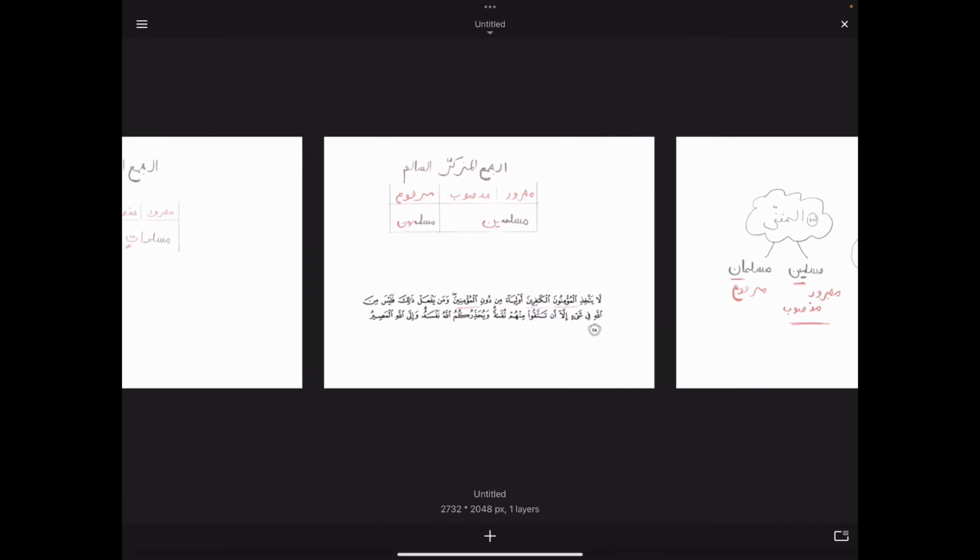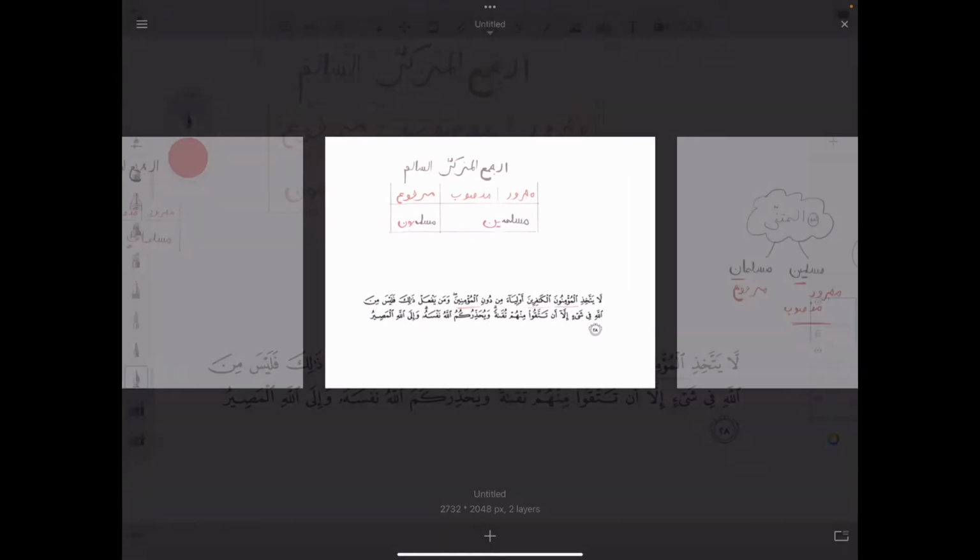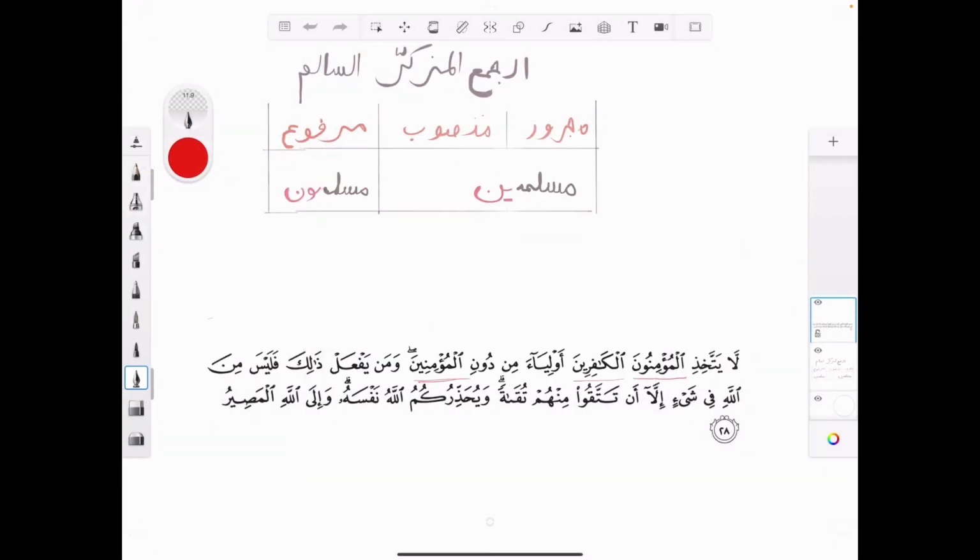And this is called the Jama Muzakkar Salim, sound masculine plural. So here's a rule. When it's majroor or mansub, it'll have the aini sound, so it'll be muslimaini. And when it's marfu, it'll have the una sound, muslimuna. And this is a Jama Muzakkar Salim, just so you know, because the singular for this is muslimun.